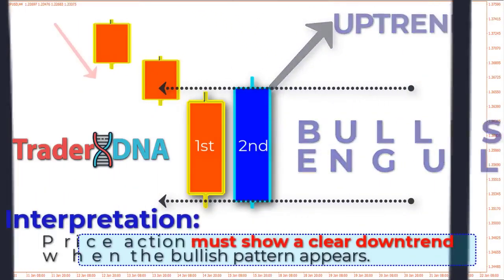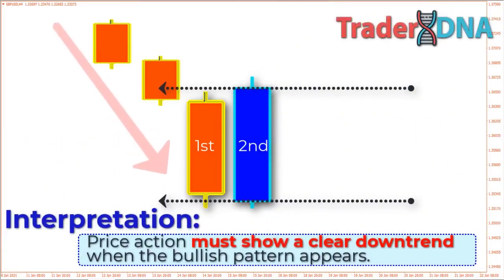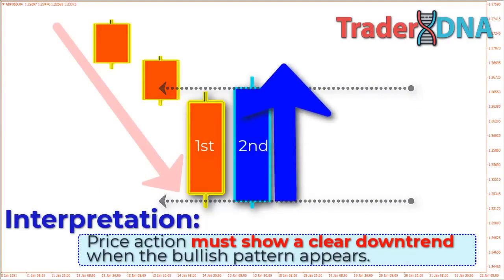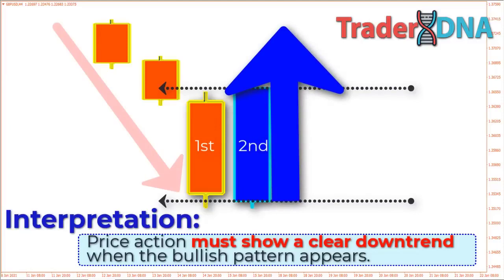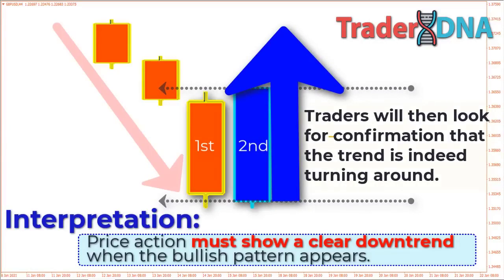Interpretation. Price action must show a clear downtrend when the bullish pattern appears. The large bullish candle shows that buyers are piling into the market aggressively, and this provides the initial bias for further upward momentum. Traders will then look for confirmation that the trend is indeed turning around by making use of indicators, key levels of support and resistance, and subsequent price action after the engulfing pattern.